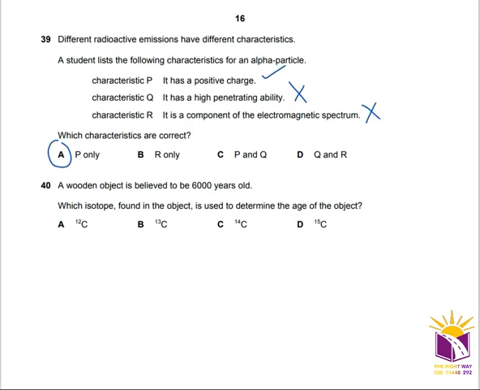A wooden object is believed to be 6,000 years old. Which isotope found in the object is used to determine the age of the object? We are going to use carbon, and for carbon dating we are going to use carbon-14. Carbon-14 is the isotope which is used to determine the age of the object.